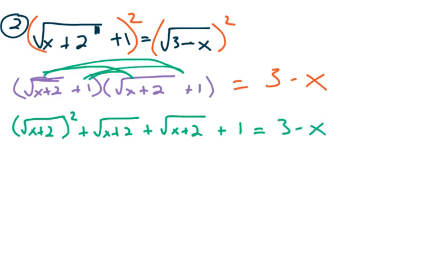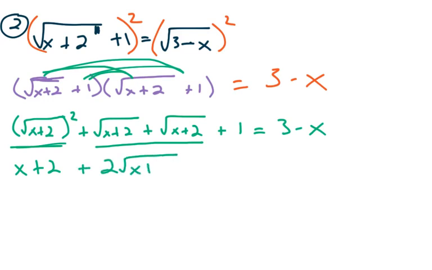Now, something nice happens here with this term. The square root of x plus 2 squared is just x plus 2. The square root of x plus 2 plus the square root of x plus 2 is actually 2 square root of x plus 2, combining radicals. And then plus 1 is equal to 3 minus x. Okay, so we've eliminated one radical. Now we need to get rid of the second one. So let's get everything to one side that doesn't have a square root. We're going to subtract the x, subtract the 2, subtract the 1, subtract 1, subtract 2, and subtract x.